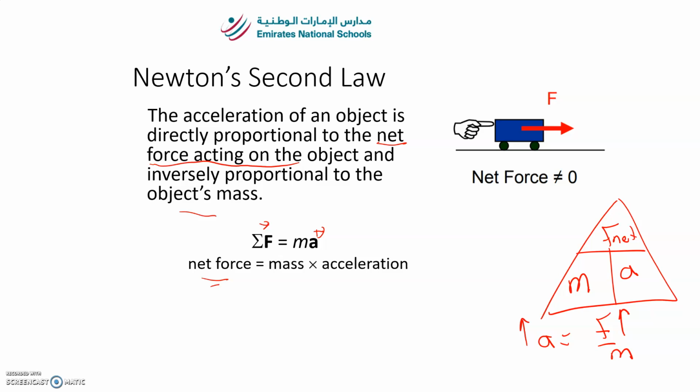If I use, instead of the tennis ball, a bowling ball, a heavy ball, and I apply the same force on the bowling ball, it has a huge mass, the acceleration will be less. So the relationship between acceleration and force is directly proportional, if one increases, the other increases. This is what directly proportional means. The relationship between acceleration and mass is inversely proportional. A huge mass with the same applied force means less acceleration.